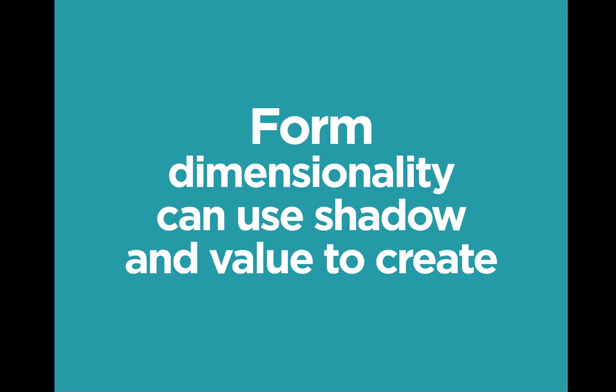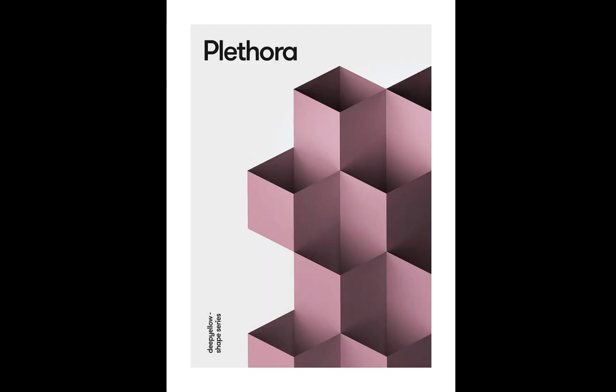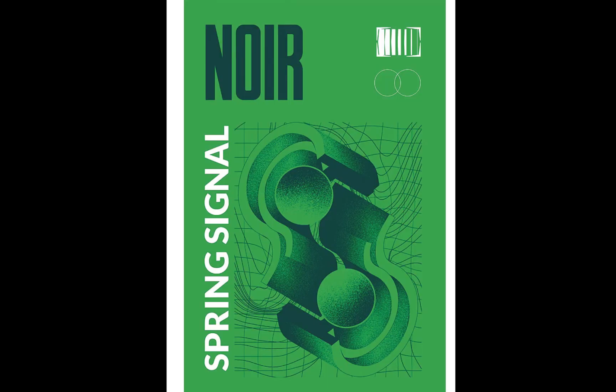Form is dimensionality. You can use shadow and value to create the suggestion of that. As these are all still two-dimensional, but they appear three-dimensional just because of the light and shading, which work like optical illusions, making objects jump off the page.